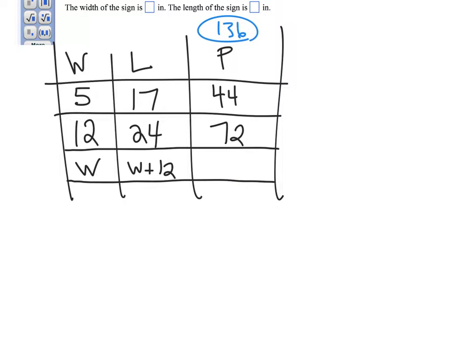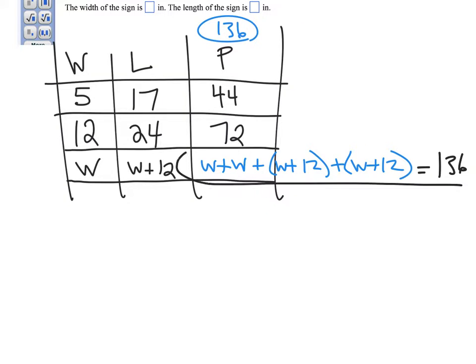Well, our perimeter is going to be W plus W plus W plus 12 plus W plus 12, meaning we're going to add a width plus a length and another length. So that's why there's 4 of them here: width, width, length, and length. And we want that entire thing to equal 136. So there is our formula that we're going to solve.